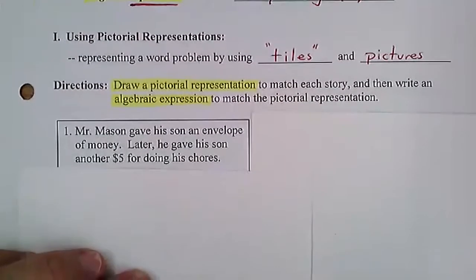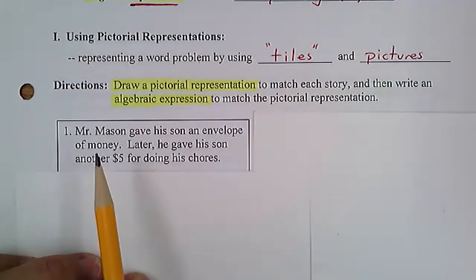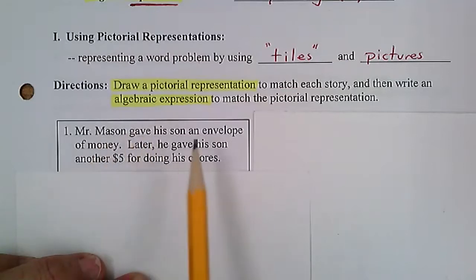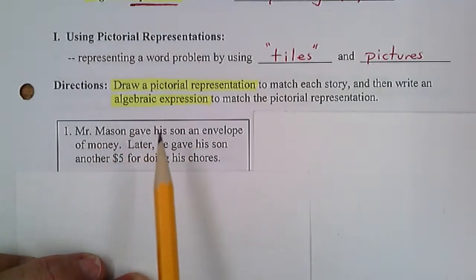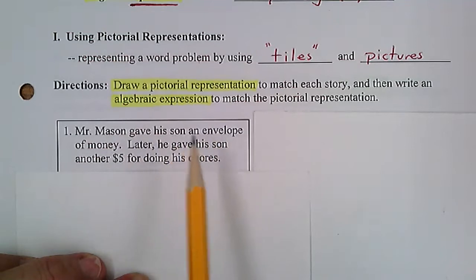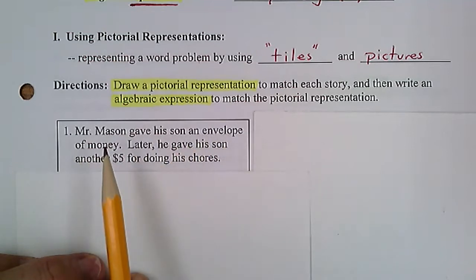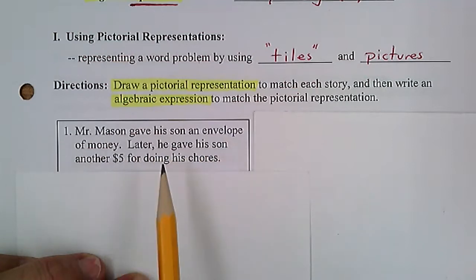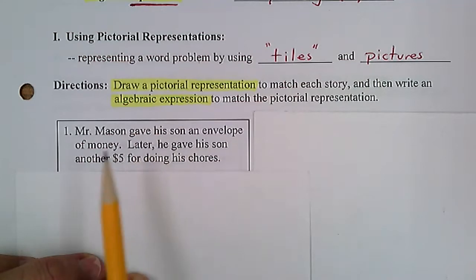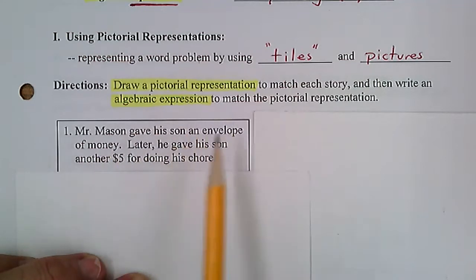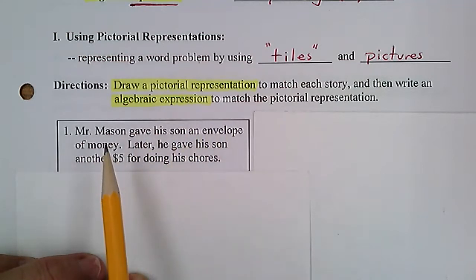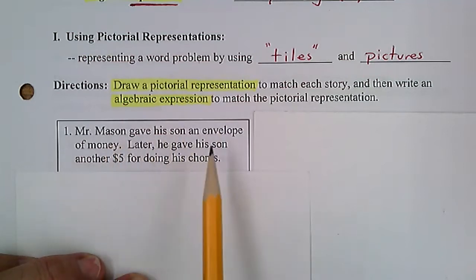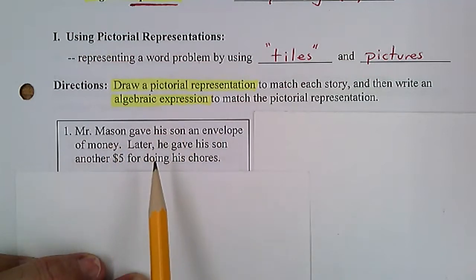Okay, so this first example here, number one, Mr. Mason gave his son an envelope of money. Okay, so you know I have two sons, I've talked about them. So I give one of my sons, we'll say my son Jonah, I give him an envelope of money. Later, I gave my son another $5. Okay, so Mr. Mason gave his son an envelope of money. Doesn't tell us how much was in the envelope, right? Doesn't tell us. Then it says later I gave him another $5 for doing his chores.